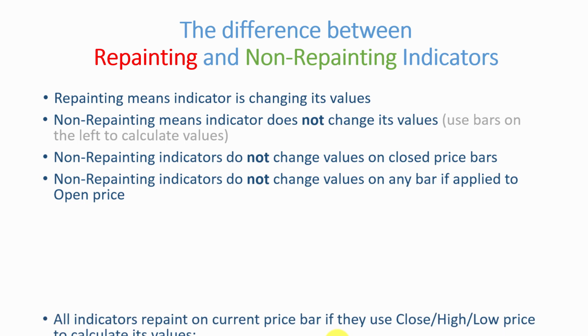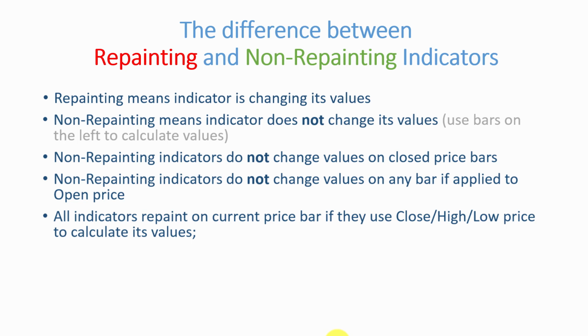The next important thing to note is that all indicators repaint on the current price bar if they use close, high, or low prices to calculate their values. To put it in another way, if the indicator is created in such a way that it will use close, high, or low prices, any of those or all of those, it will always repaint itself while the current price bar is in the formation mode, until it's closed.